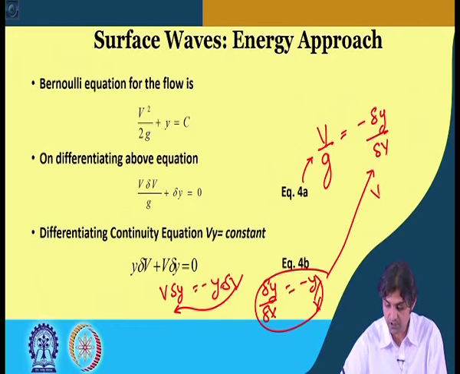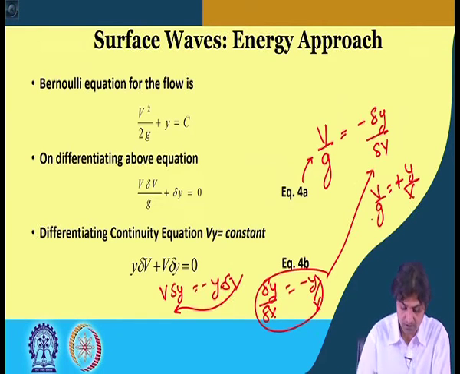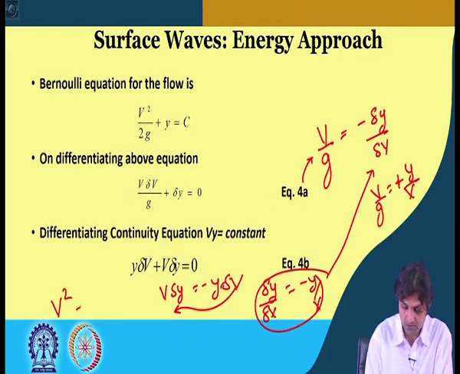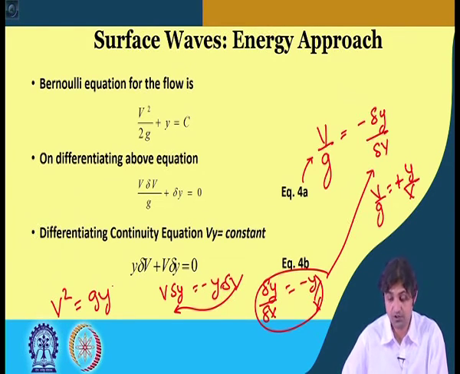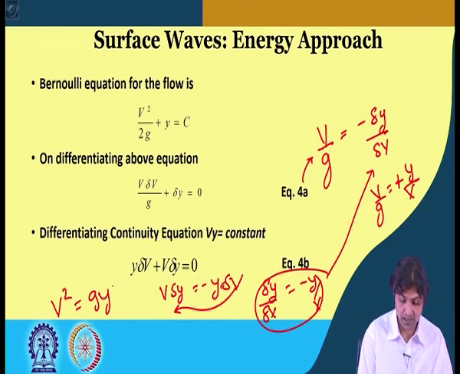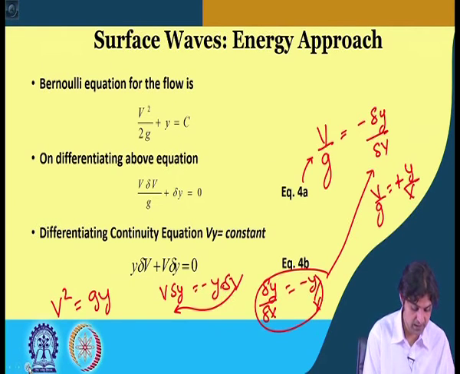So, we are going to get v by g is equal to minus of minus becomes plus, so this will become y by v, and this will become v square is equal to g y, where v is the speed of the wave. And that is what is written in the next slide.